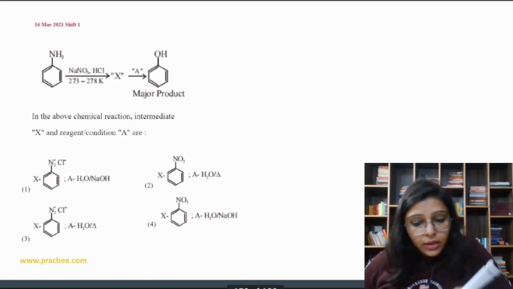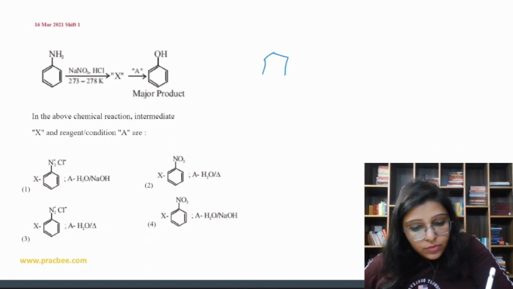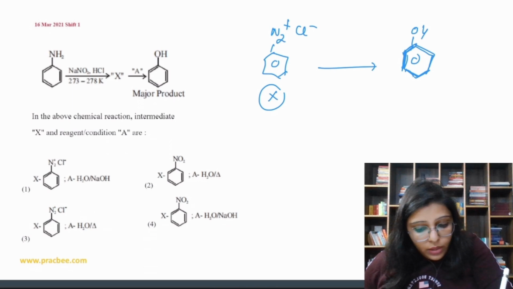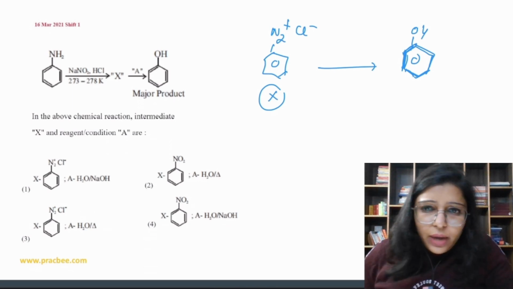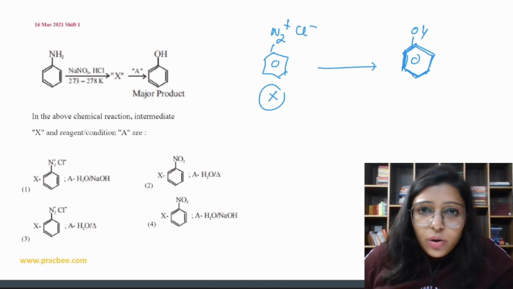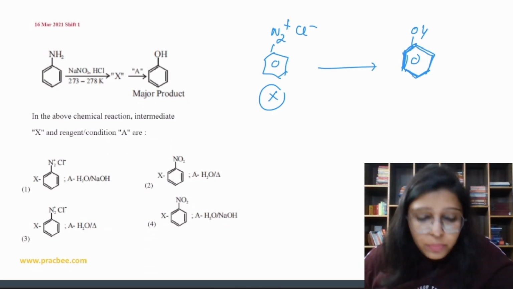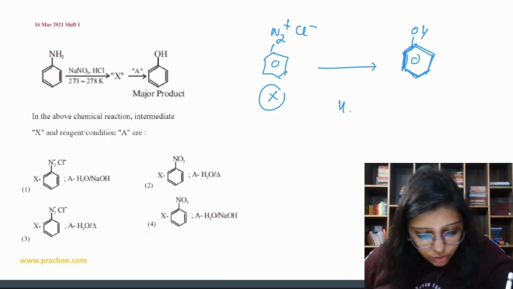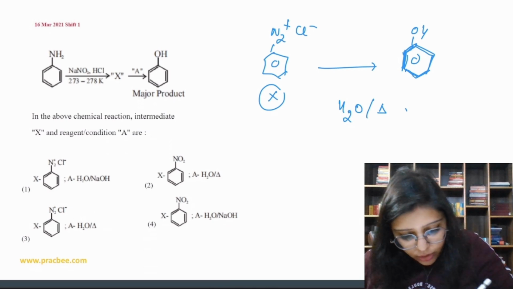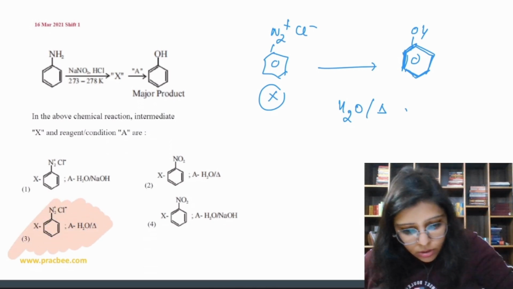Now over here, again NaNO2 HCl. So first we are going to write N2 plus Cl minus, this is X. Now that is converted to OH. So for OH we should have aqueous H2SO4, you can put that, right? Or what you can put? You can put simply H2O and heat. So this is going to be the correct option, right?